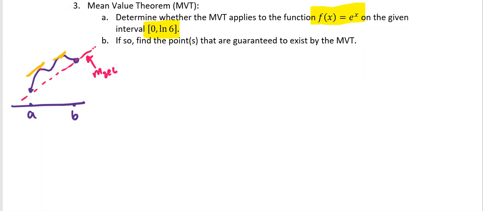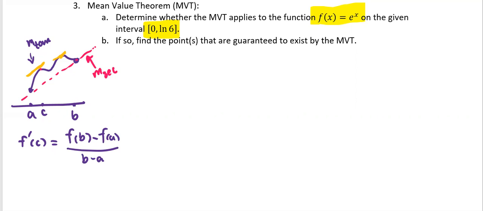So that means there should be a point C such that f prime at C, or the slope of the tangent line, equals the slope of the secant line passing through point A and point B. And the slope is calculated by f(b) minus f(a) divided by b minus a, which is just the normal slope formula, or y2 minus y1 divided by x2 minus x1.